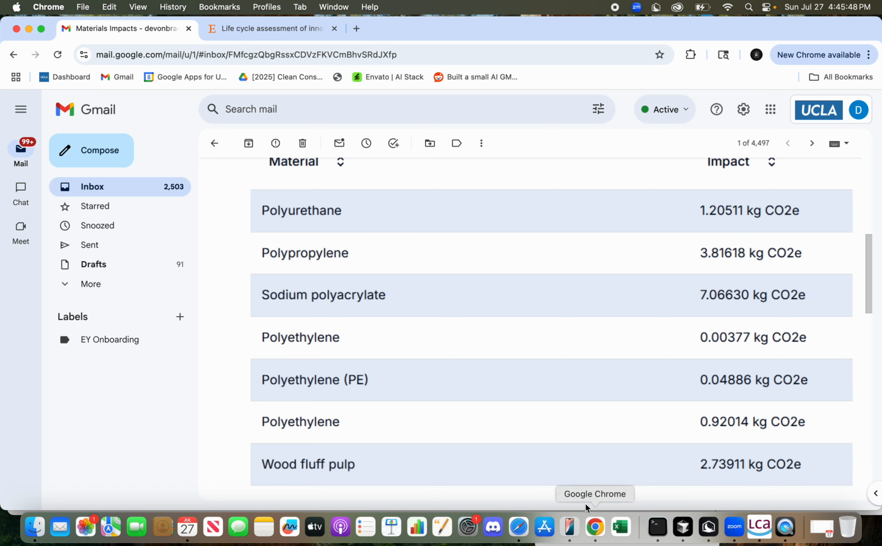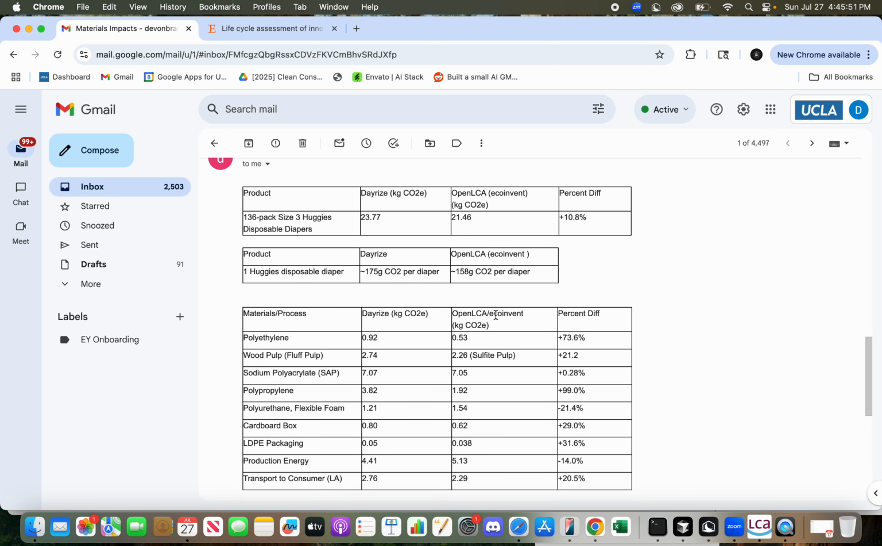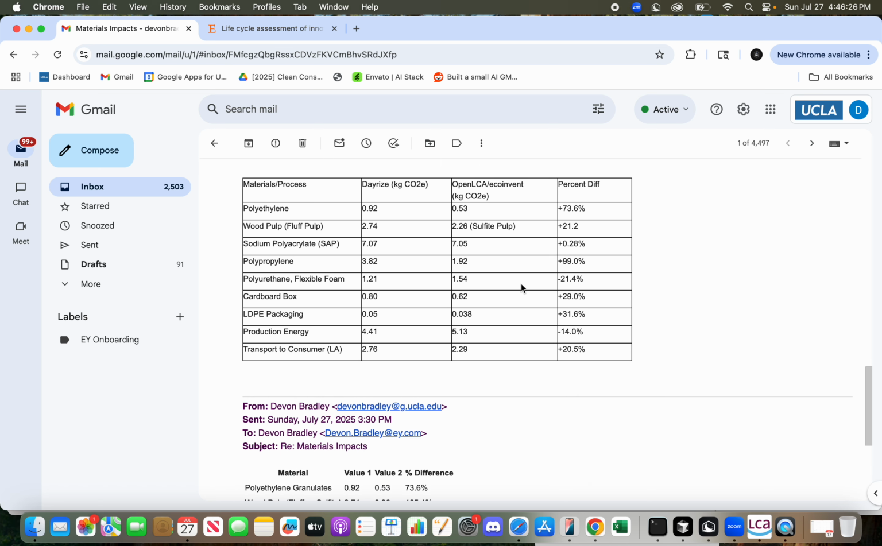So going into the comparison, the total carbon footprint, again, for OpenLCA was 21.46 kilograms, while the total carbon footprint for Dayrise was 23.77 kilograms. And again, this is for a 136 pack of disposable diapers with packaging. And so the percent difference relative to the OpenLCA product carbon footprint is around 11%. So that correlates to about 175 grams of CO2 per diaper for Dayrise and 158 grams of CO2 per diaper for OpenLCA.